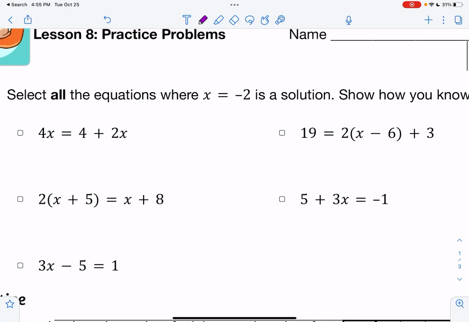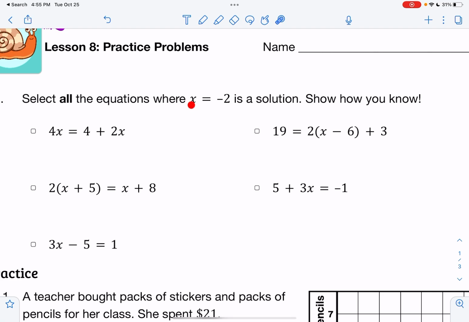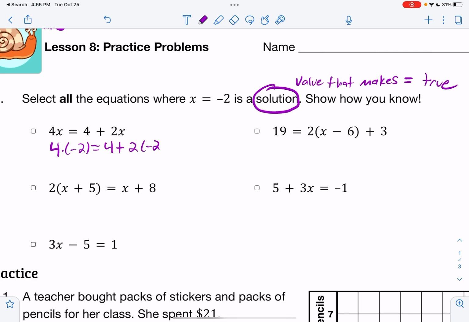So first thing we'll check is, it says select all the equations where x equals -2 is a solution. Remember, a solution is a value that makes an equation true. So what we'll have to do for all these is see if we replace x with -2, does it give us something that's true? So we could check with the first one. If we replace x with -2, does it give us something that's true?